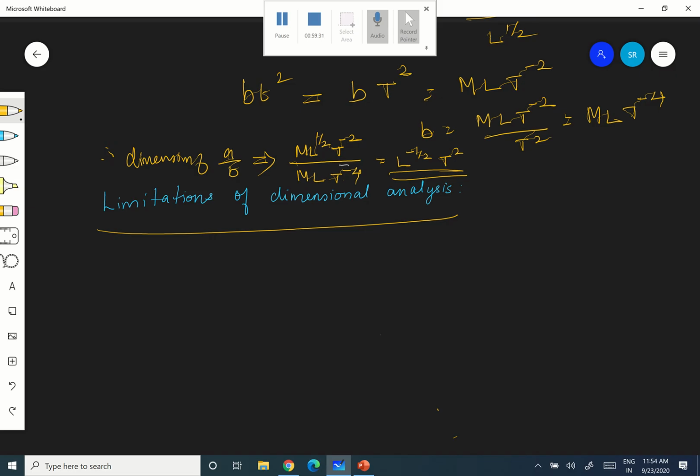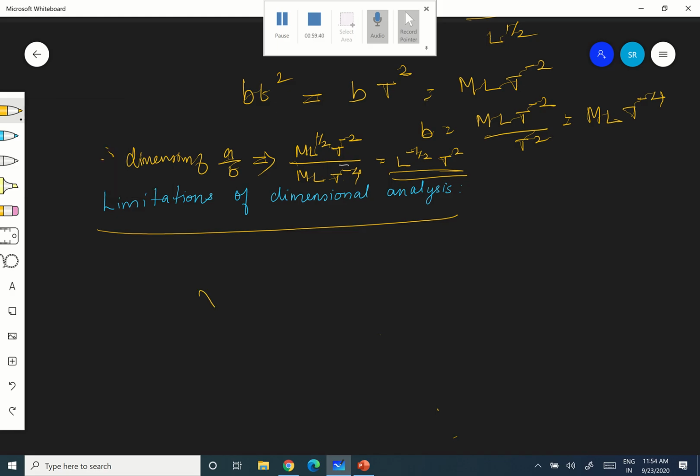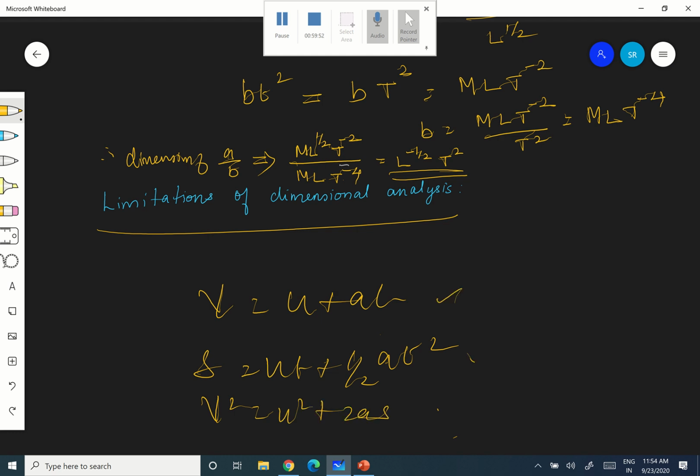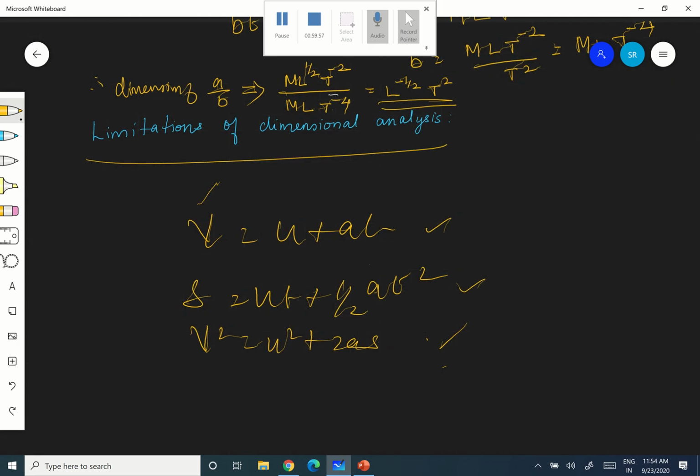The next important limitation: if you are asked to derive a formula, for example, the equations of motion, V is equal to u plus at, S is equal to ut plus half at squared, and V squared is equal to u squared plus 2as. In all three, see, the formula for final velocity is u plus at, S is equal to ut plus half at squared, v squared is equal to u squared plus 2as.